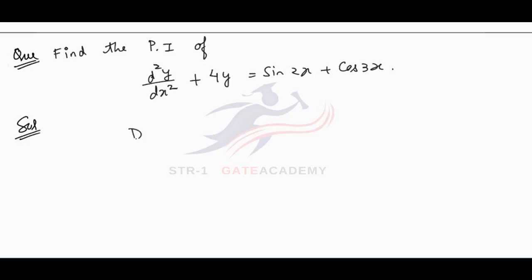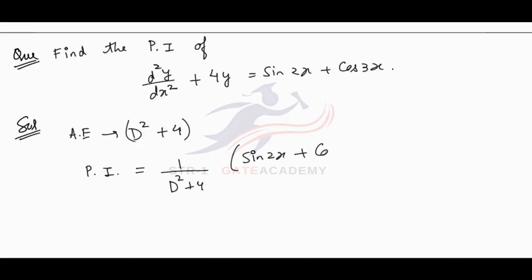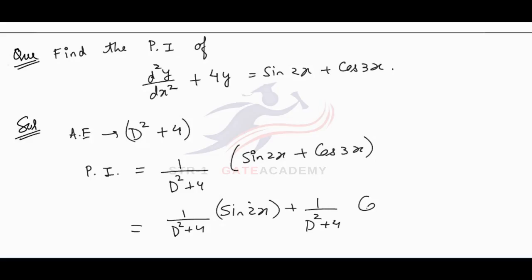So it is very easy. You can say the auxiliary equation will be d square plus 4, right? So particular integral you wanted directly, it is nothing but 1 upon d square plus 4 times sine 2x plus cos 3x. So now we can say that it is d square plus 4, right? So if I put a is equal to 2, you can separate this basically: 1 upon d square plus 4 into sine 2x plus 1 upon d square plus 4 into cos 3x.